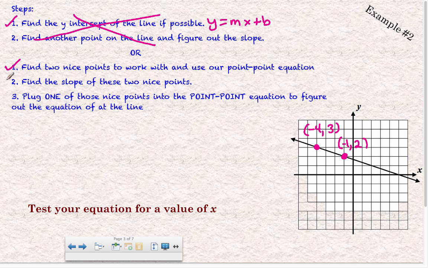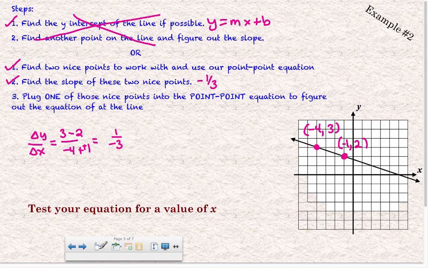Find the slope between these two nice points. Okay, so slope is change in y over change in x. So my y value, I'm going to do 3 minus 2, and -4 minus -1. So I get 1 over -3. So my slope is -1/3. But I don't know my y-intercept, so I can't put it in there.